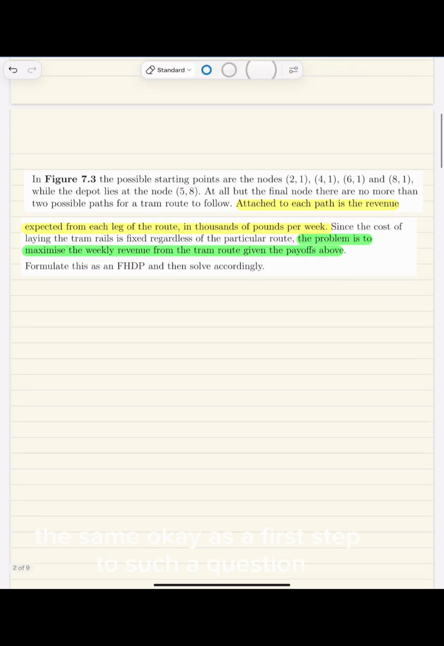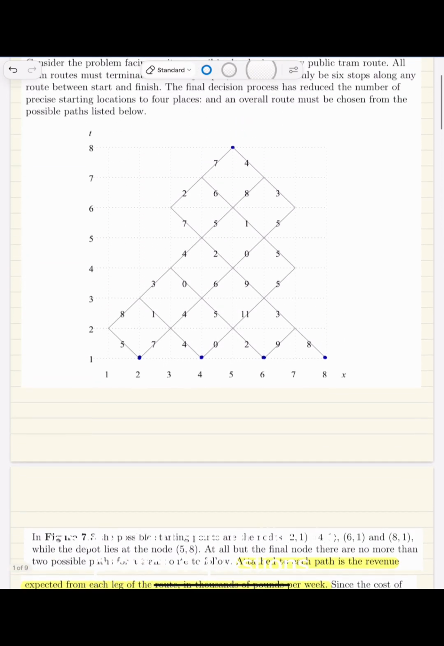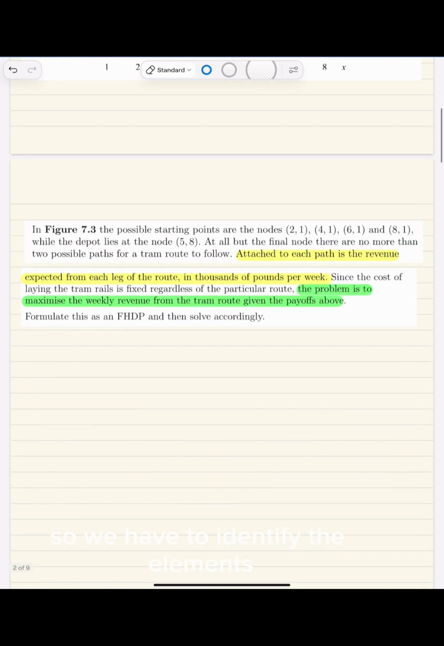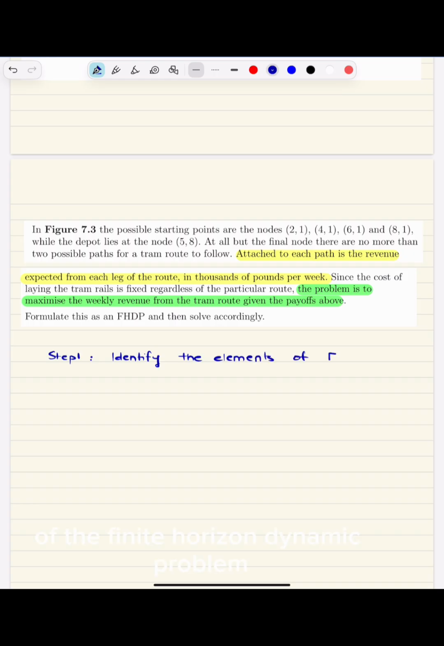Okay, as a first step to such a question, as you can see, unlike the previous questions where we had to maximize an objective function given a constraint, the objective function over here is not given. And even the functional form of the constraint is not given. So we have to identify the elements in this scenario. So step 1 is always going to be the identification. We need to identify the elements of the finite horizon dynamic problem.